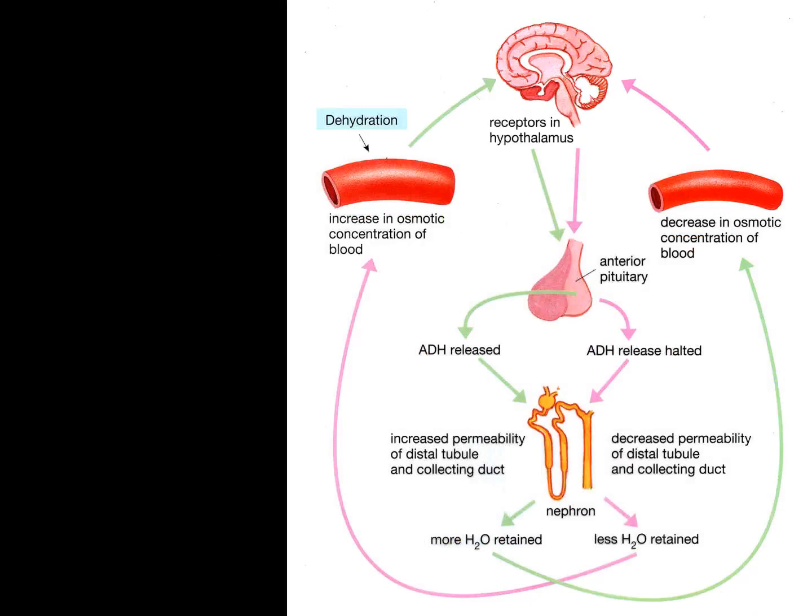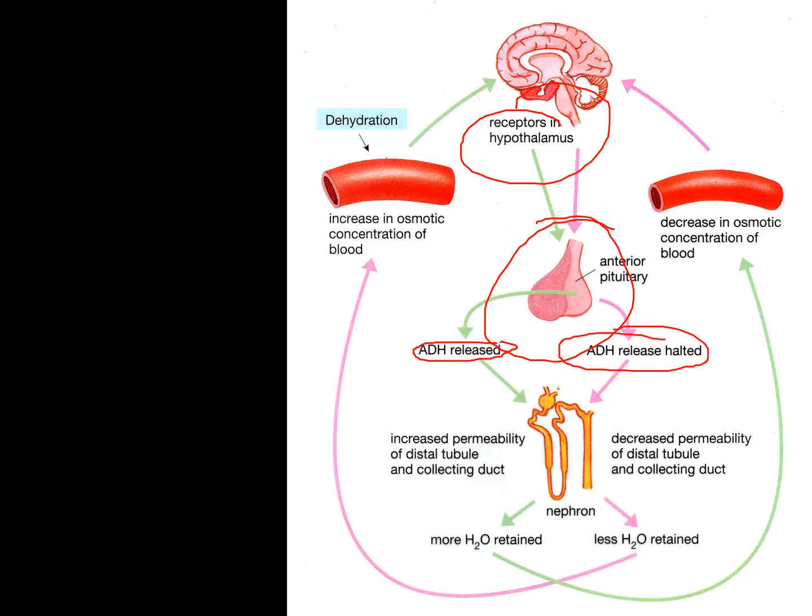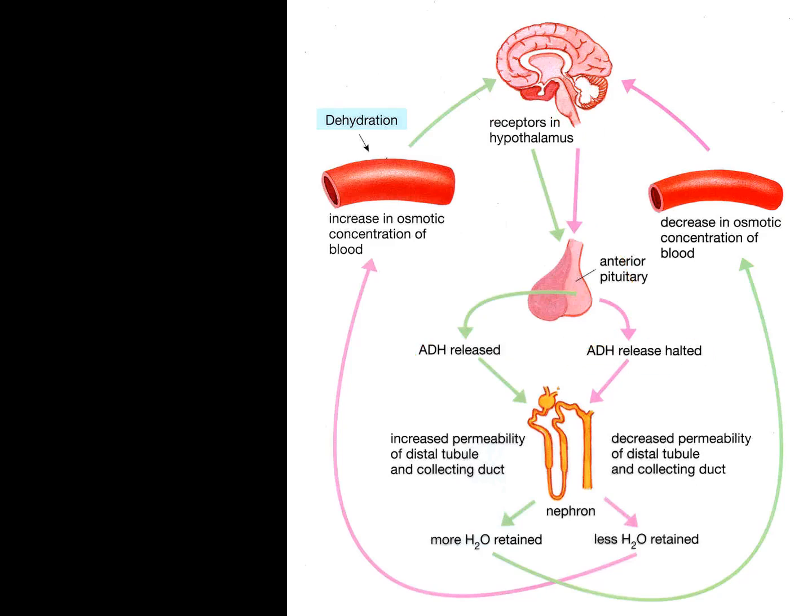Well, this is basically what we just said. So here you're measuring your blood volume. Well, it's actually in the hypothalamus, which sends a signal to the anterior pituitary. Depending on your blood volume, you either release ADH from the anterior pituitary or don't release it, and that will help to adjust your blood volume either up or down depending on what it's doing.